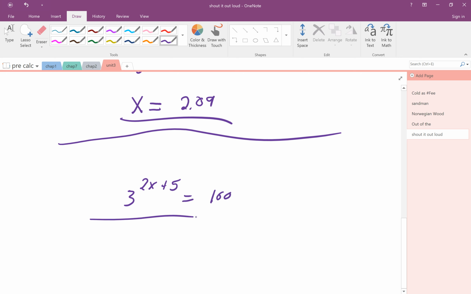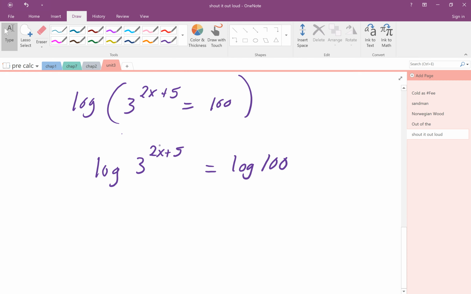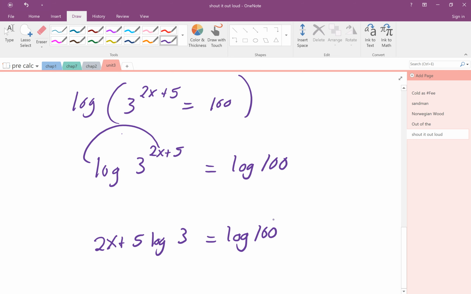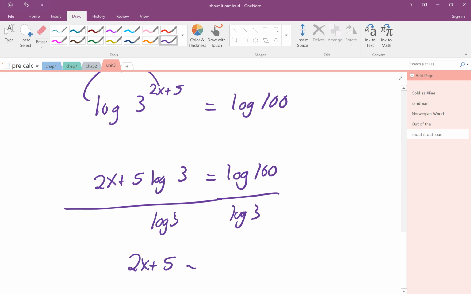All right. So again, we're going to log both sides. Okay, this 2x is going to pop out in front. And we can use any base, but I'm just using the common base here. Divide by the log of 3, divide by the log of 3. Log of 100 is 10.